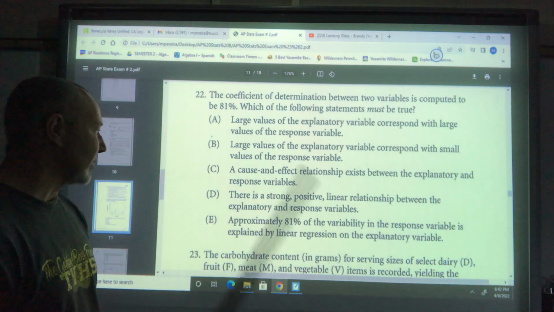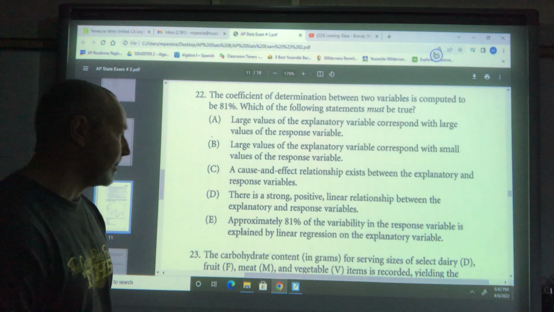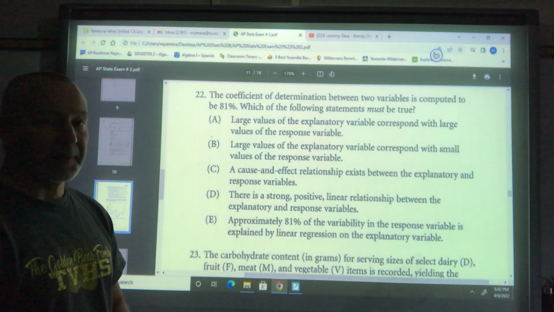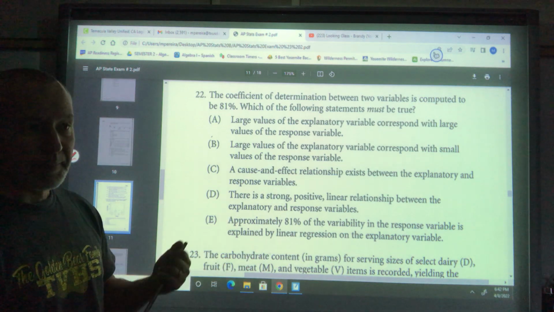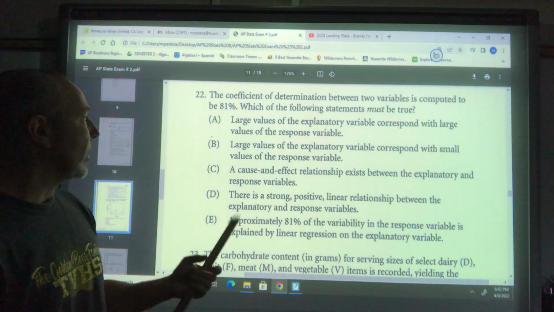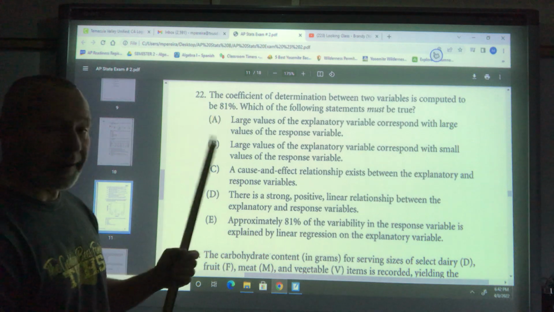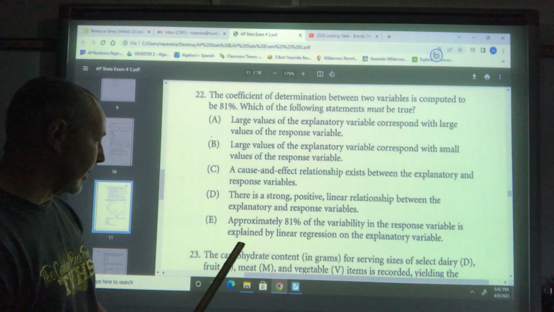Okay, D, there is a strong positive linear relationship between the explanatory and response variables. That would be great, except it says it's positive, and we don't know it's positive again because we're just looking at R squared. I'd have to square root that to find out what R was, but that would be in the strong category, I'm sure.